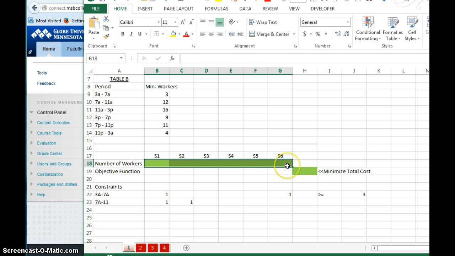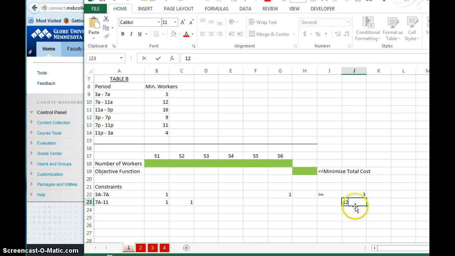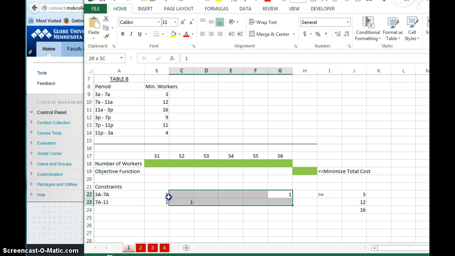So when you run Excel and it does this calculation, this sum product here needs to be greater than or equal to 3 for that shift. And so for the 7 to 11 a.m. shift, it needs to be greater than or equal to 12. The 11 to 3 needs to be greater than or equal to 16. These are the minimum numbers of workers. So you've done problems like this before.